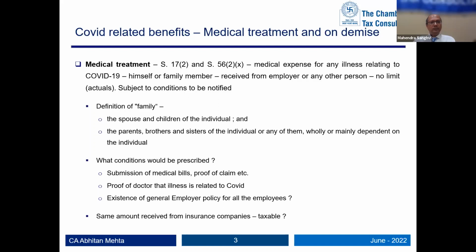But broadly, one feels that it would be more of documentation-oriented conditions, that you have to submit bills, you have to submit, say, a doctor's certificate that your illness was related to COVID. It is not that you are diabetic and you are hospitalized and you are trying to claim this as a COVID expense. So it should have some linkage, which a doctor being an expert may justify. And if at all they want to put something like the policy of an employer should be for all the employees and not for a specific employee, only for the promoters or the key employees. One doesn't know. This is only one guessing what can come.